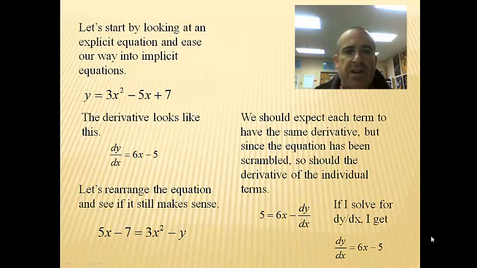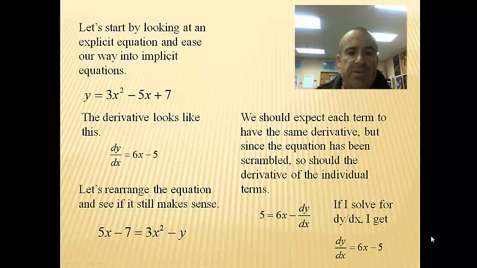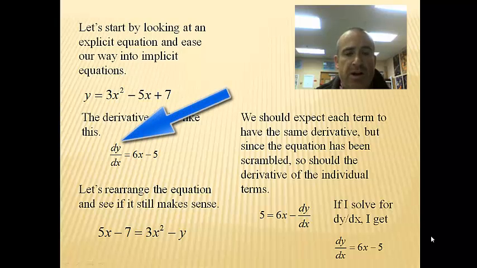So we're going to start by looking at an explicit equation and then ease our way in. So starting with y equals 3x squared minus 5x plus 7. It's a very easy derivative. The derivative would be 6x minus 5. Now notice when I take the derivative of the y, I get dy dx. Remember, the derivative of y is dy dx. If we rearrange the equation, we can see it still makes sense.